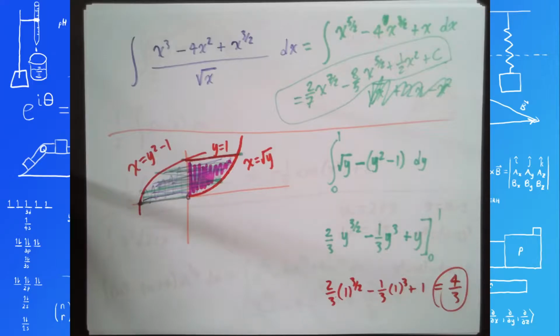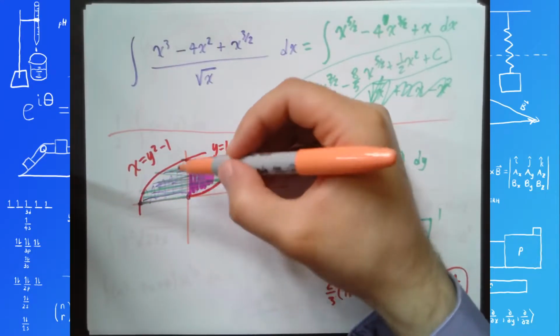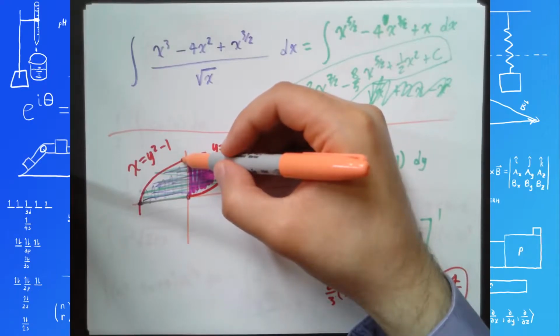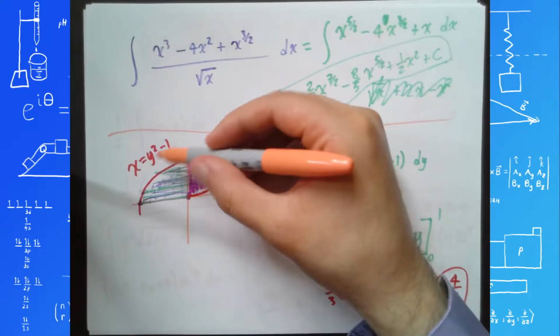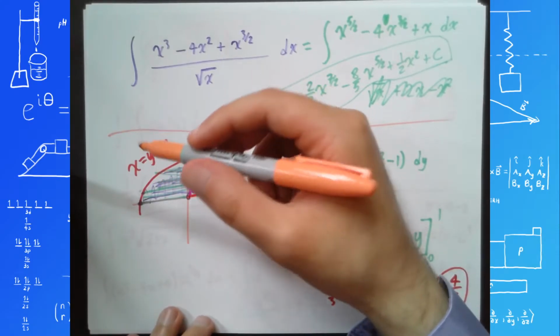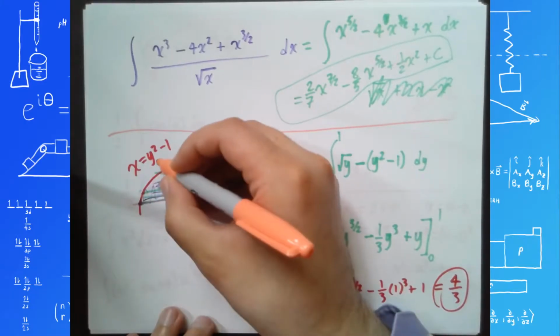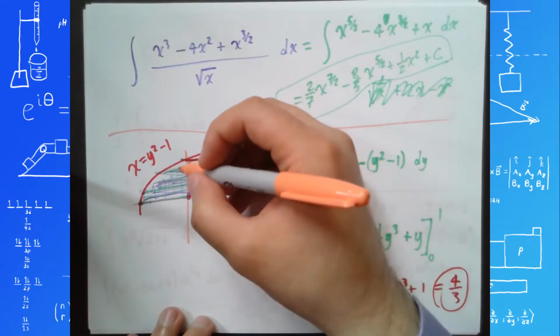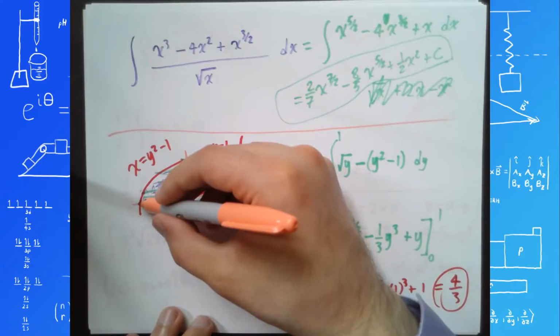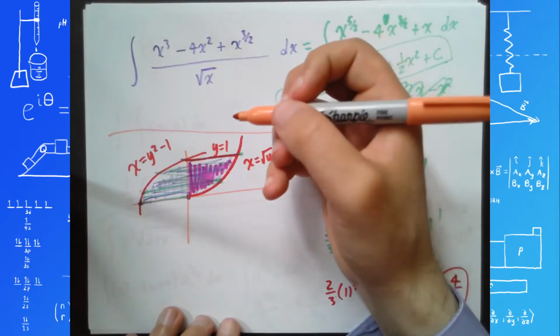We should be getting the same result. So from here to here, the top curve is x equals y squared minus 1. I want to rewrite that in terms of x. I want to solve it for y in terms of x. And our bottom curve then would be just the line y equals 0.